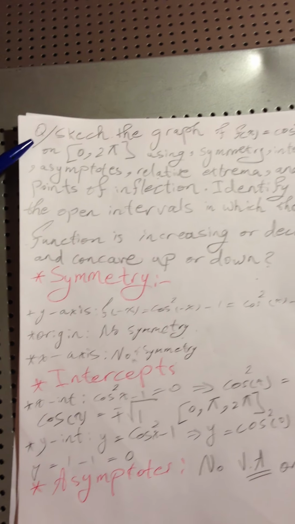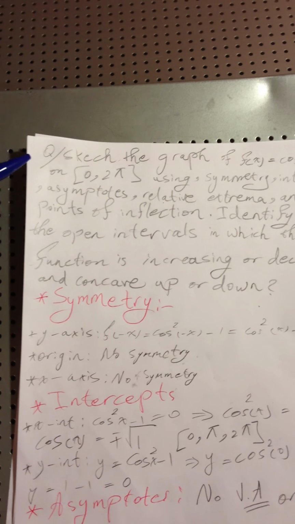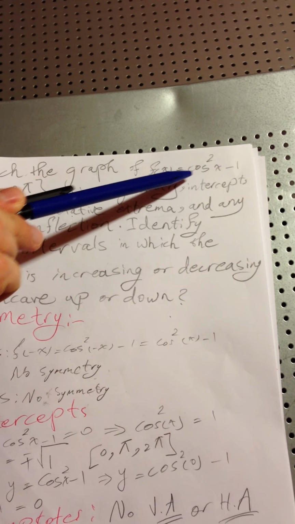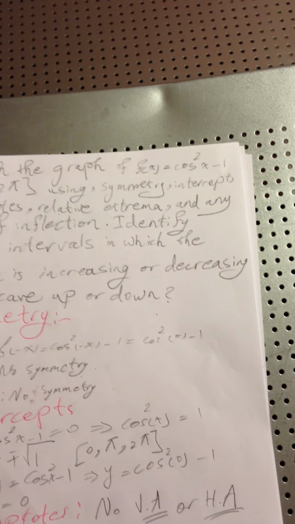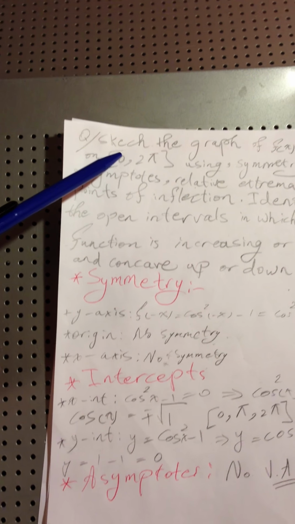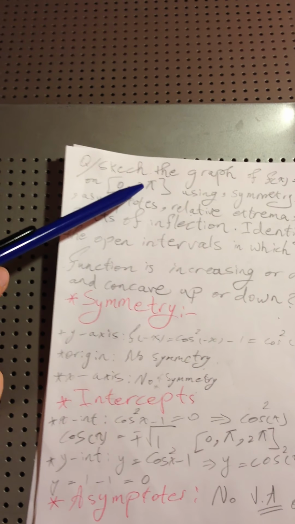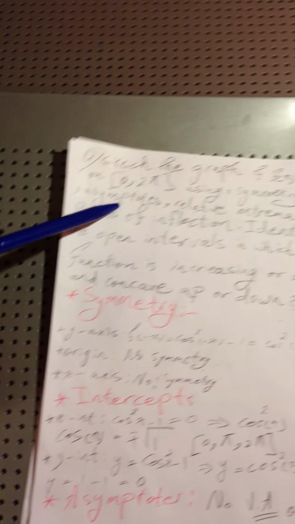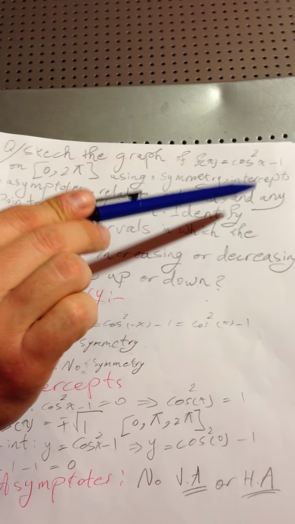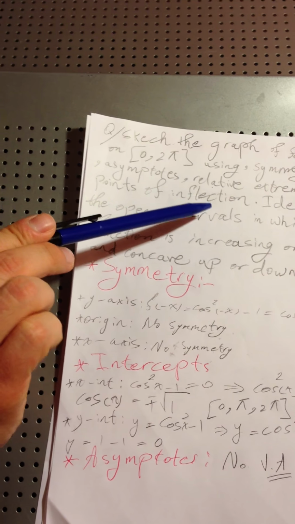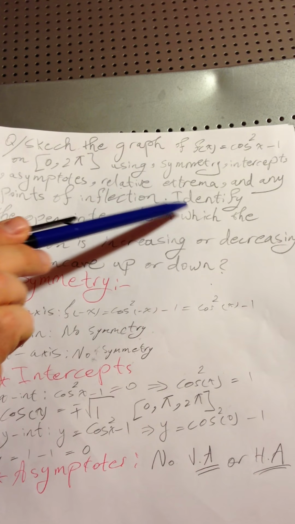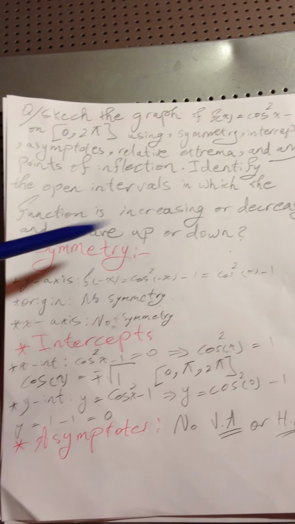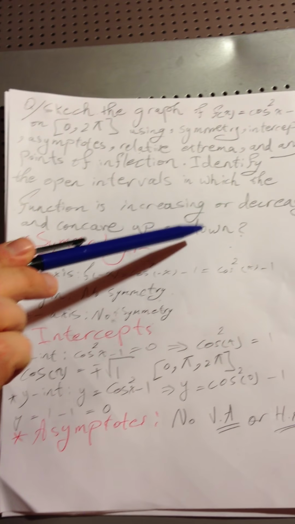So we have a question from Calculus 1 saying: sketch the graph of f(x) = cosine squared x minus 1 on the closed interval 0 to 2 pi, using symmetry, intercepts, asymptotes, relative extrema, and points of inflection, and identify the open intervals in which the function is increasing or decreasing, concave up or down.